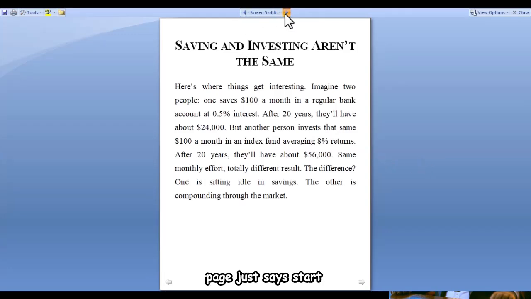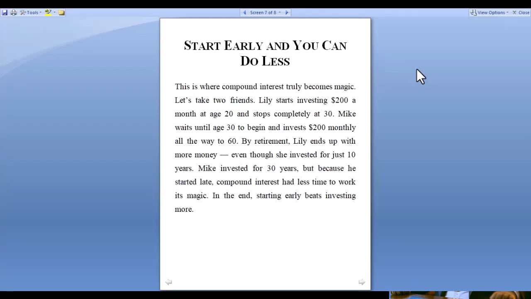The next page just says start early and you can do less. So this is where compound interest truly becomes magic. Let's take two friends.